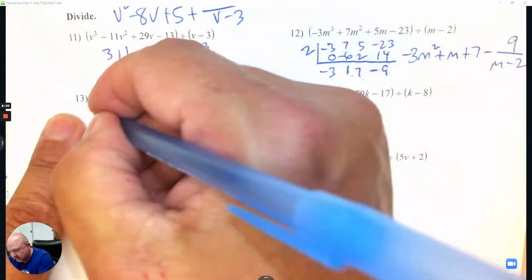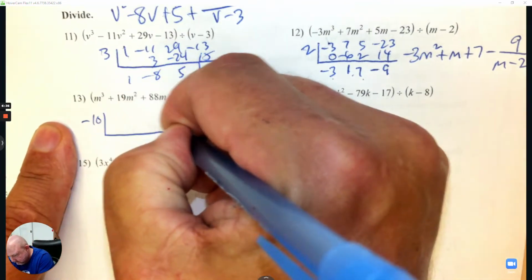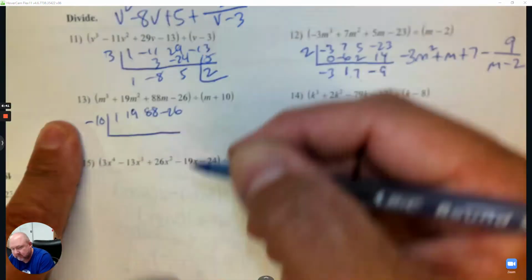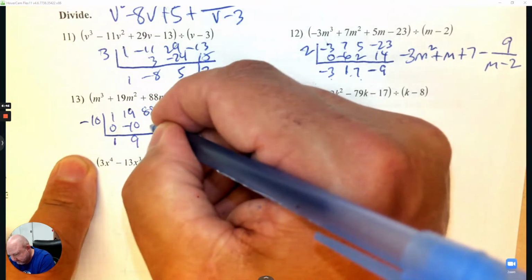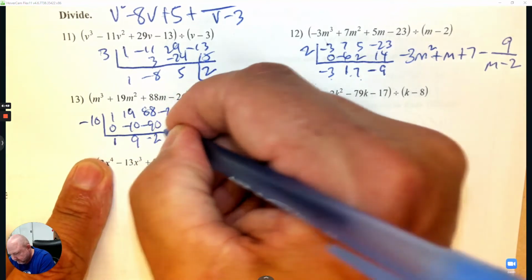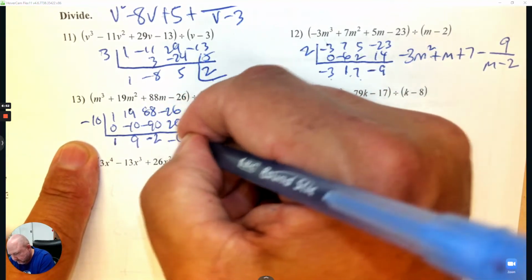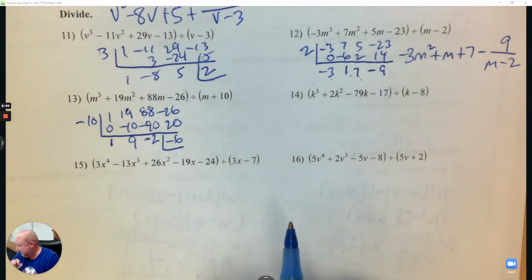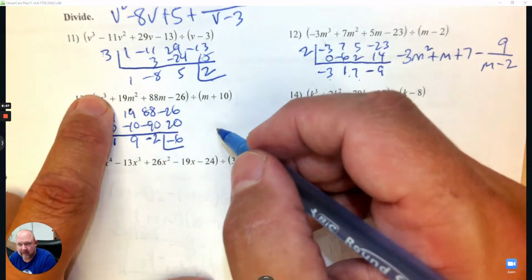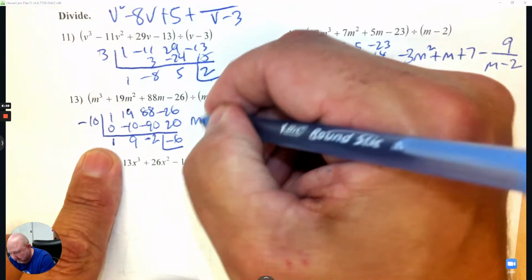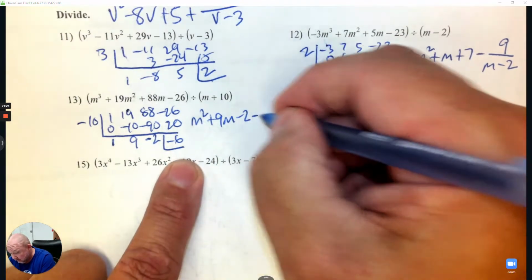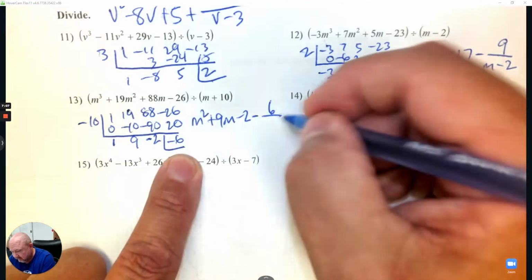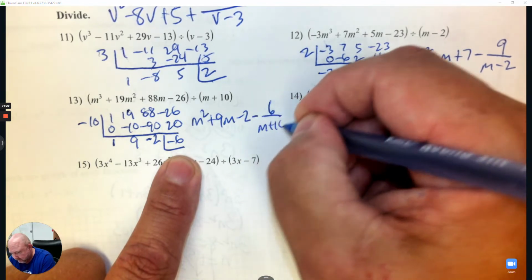Number 13, we're going to start with negative 10. And I have 1, 19, 88, and negative 26. If you want to start with a 0, you can. You're adding and then multiplying. So the remainder there is negative 6. So my answer is going to start again with squared. So it's 1m squared plus 9m minus 2, and then the remainder. Subtract fraction 6, and then m plus 10 on the bottom.